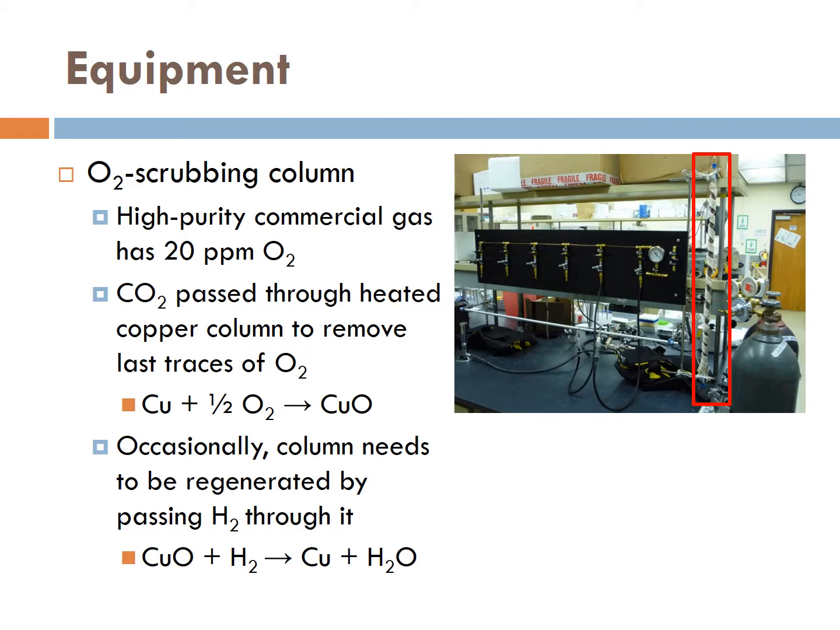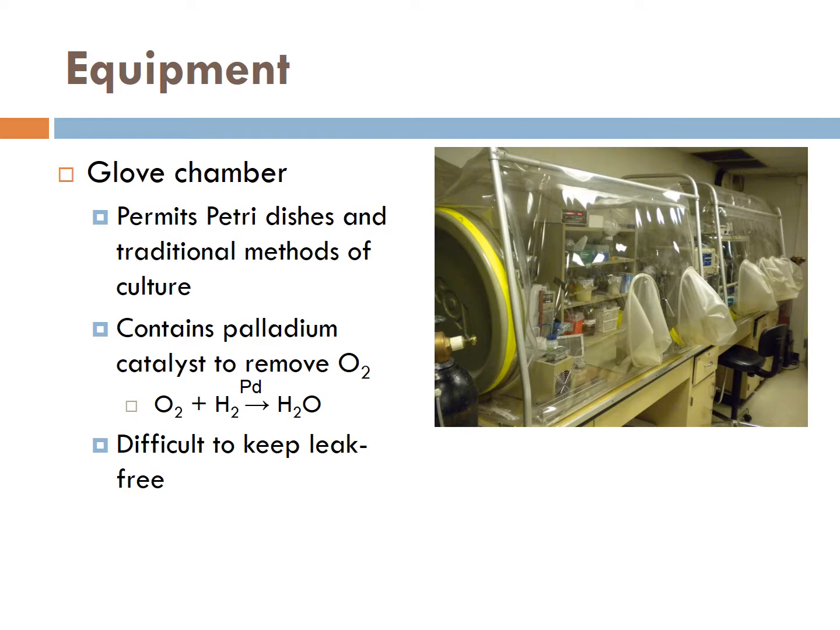After a time, all the copper in the column will react and form copper oxide, and occasionally the column has to be regenerated by passing hydrogen through it. In the equation, we can see that copper oxide reacts with hydrogen to reform copper. It also produces water. An alternative to the gassing station is a glove chamber.